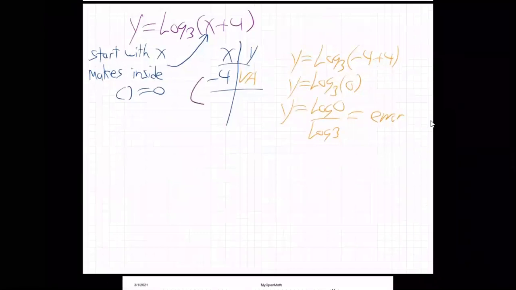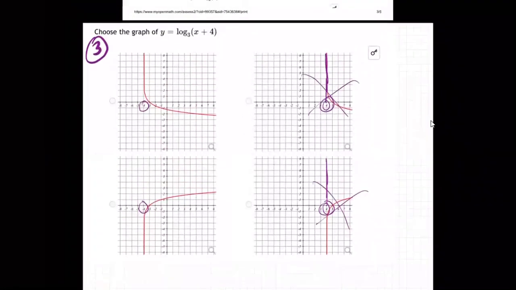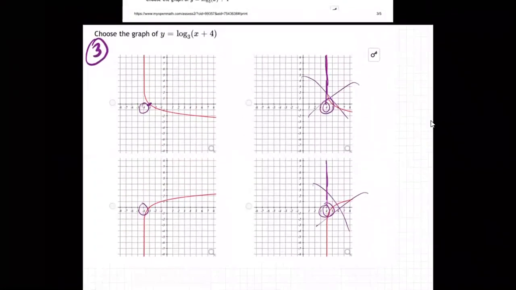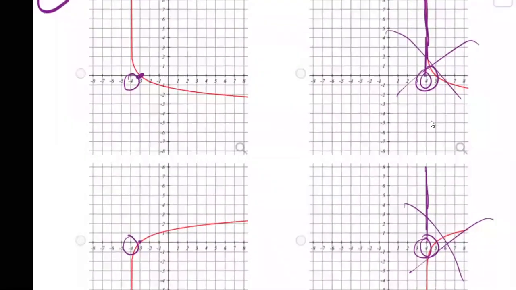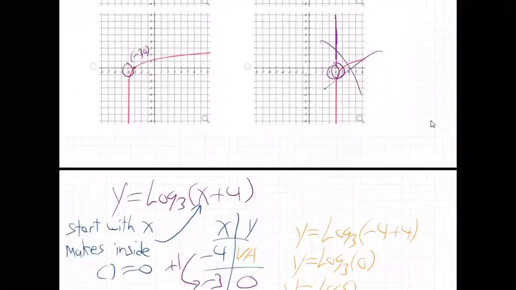Okay, let's keep going. What do we do now? Add 1. So we plug in -3. So y equals log base 3 of -3 plus 4. Log base 3 of 1. The base goes to the bottom. Comes out 0. So -3, 0. Which one of those has -3, 0? Well, they both do. Right there and right there. See them? They both have the point back 3 up 0. So they're both looking good still. So we got to do more.